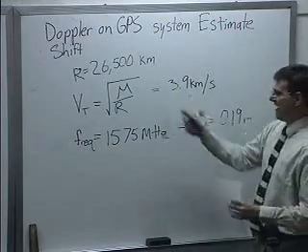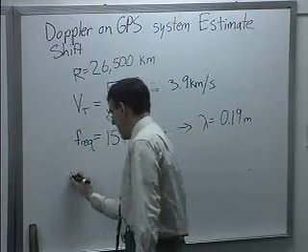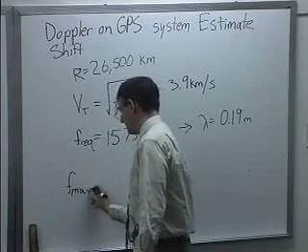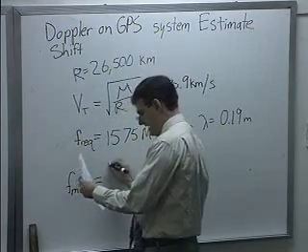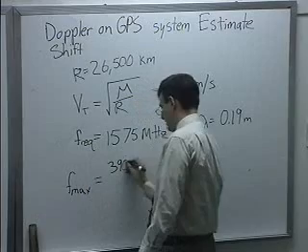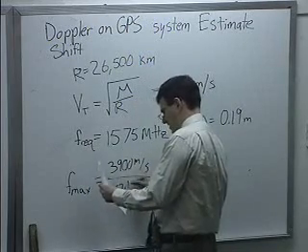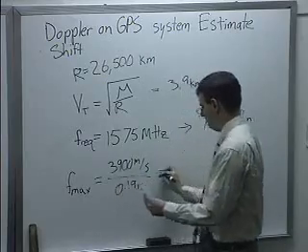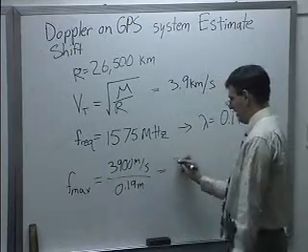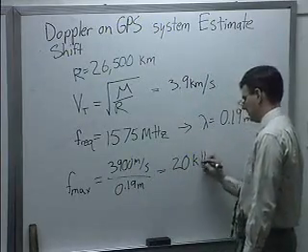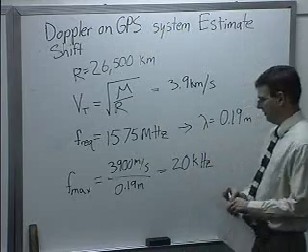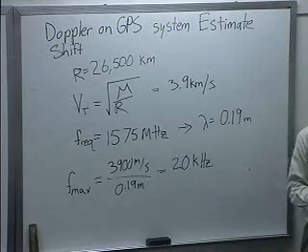So based on that, the maximum Doppler that we could possibly sustain on this link would be the velocity of 3,900 meters per second over our 0.19 meters of wavelength. That's about 20 kilohertz, which is substantial as far as Doppler shifts go.